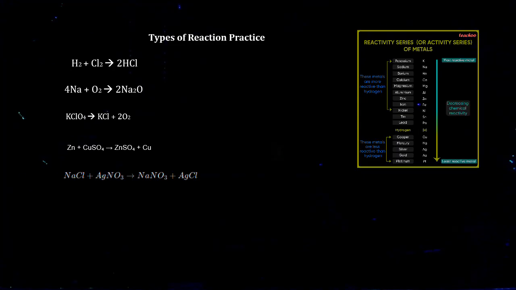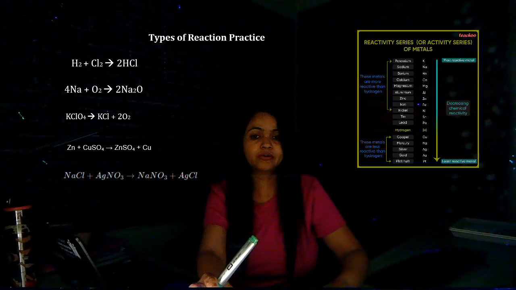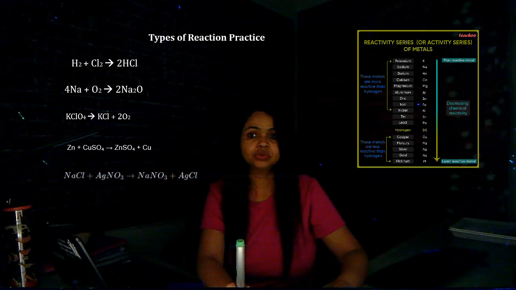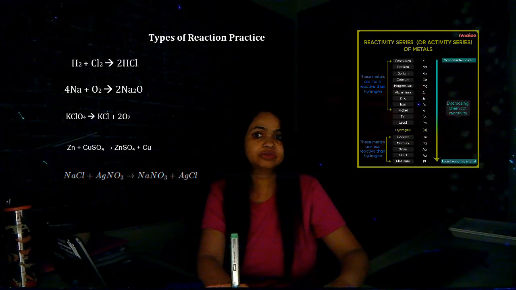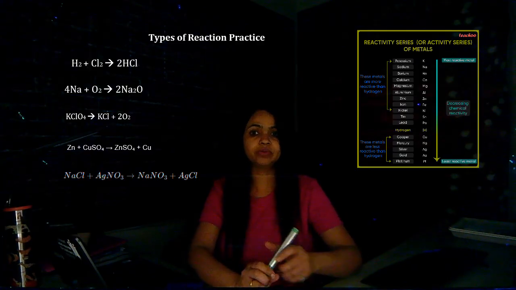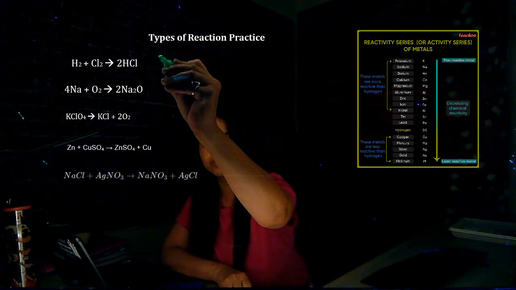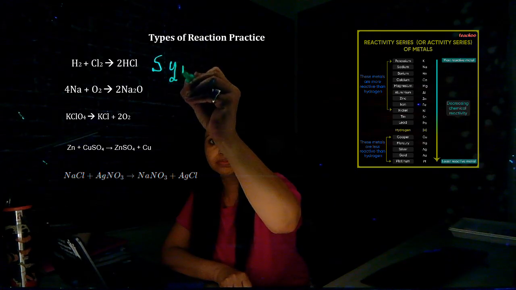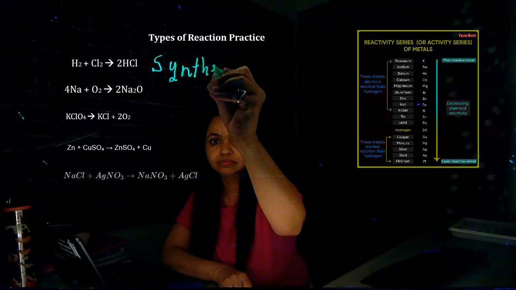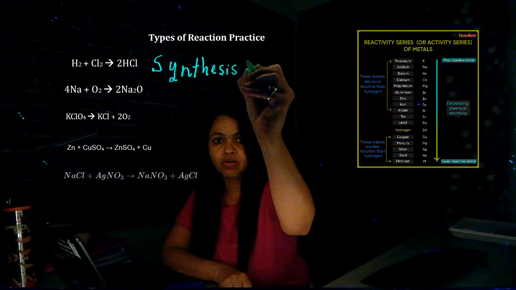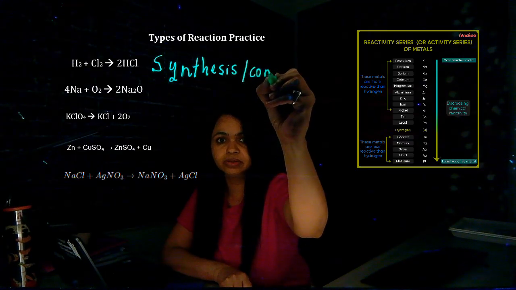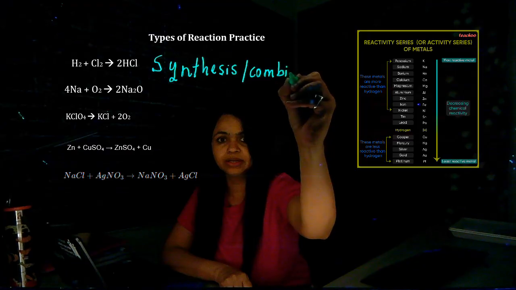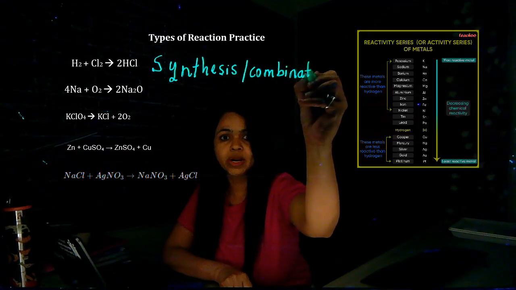So the first one is an example of, you see, hydrogen combines with chlorine to form hydrochloric acid. So the first one here, two things. There are two elements, hydrogen and chlorine, combining together to form one compound. So that's an example for the synthesis reaction. Or you can say combination also, the other name for synthesis. When you see two elements combining together to form one compound.